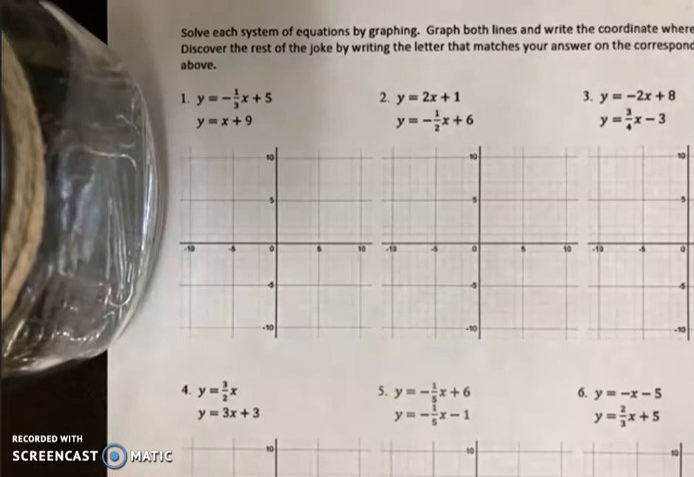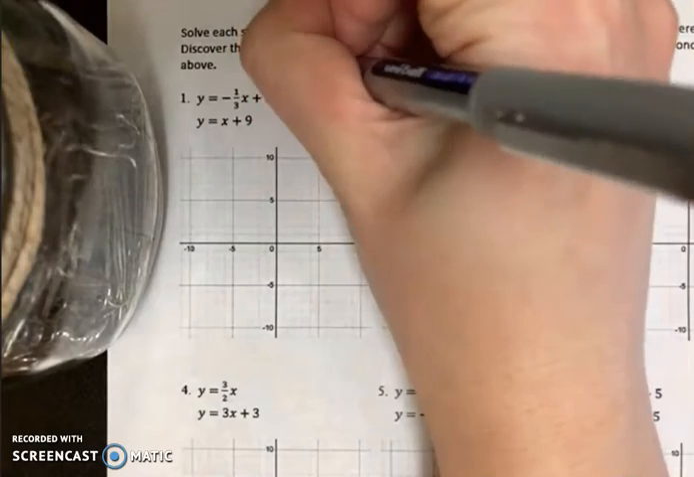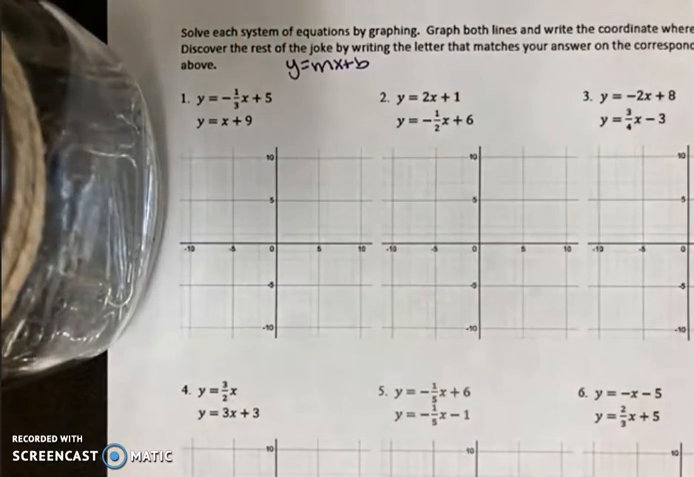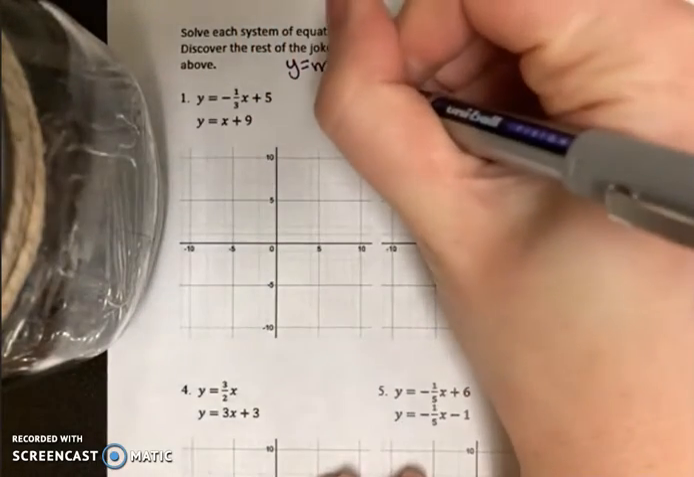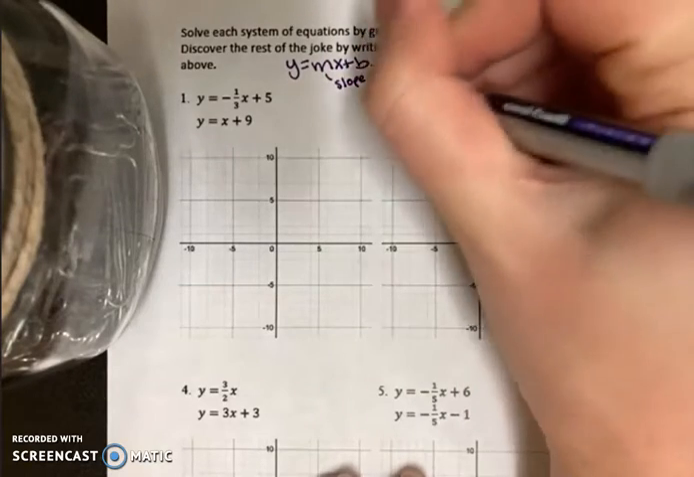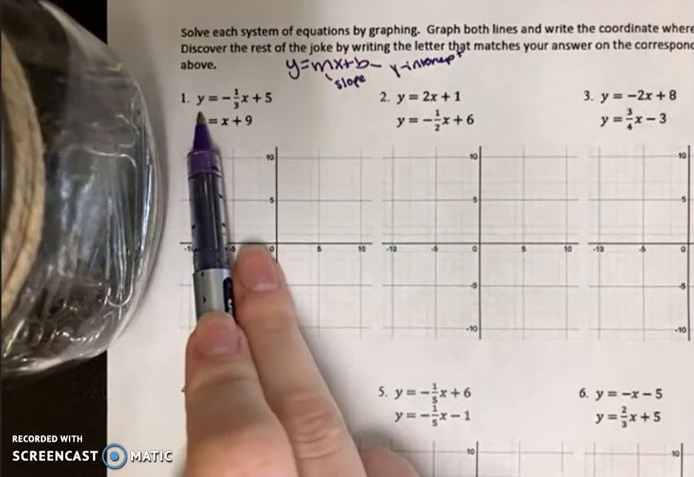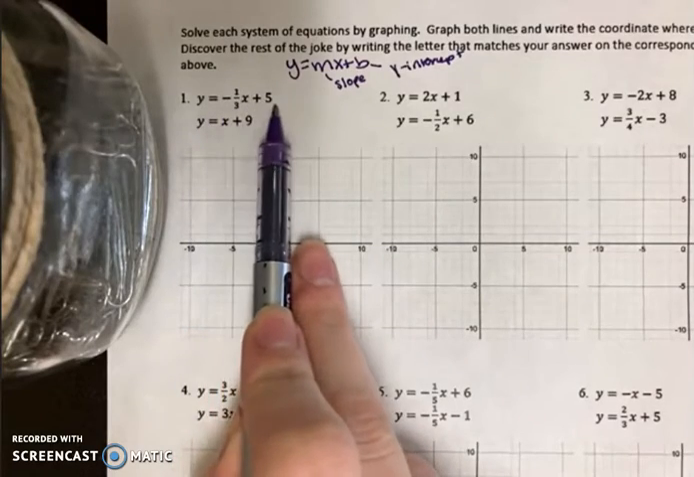Now, for number one, when I want to graph these linear functions, the equations are written in what's called slope-intercept form. Y equals mx plus b. Again, that's slope-intercept form, where m is the slope, b is the y-intercept. Slope is also known as rise over run, and the y-intercept is the point on the y-axis that the graph would cross through. The first equation I have is y equals negative 1/3 x plus 5.